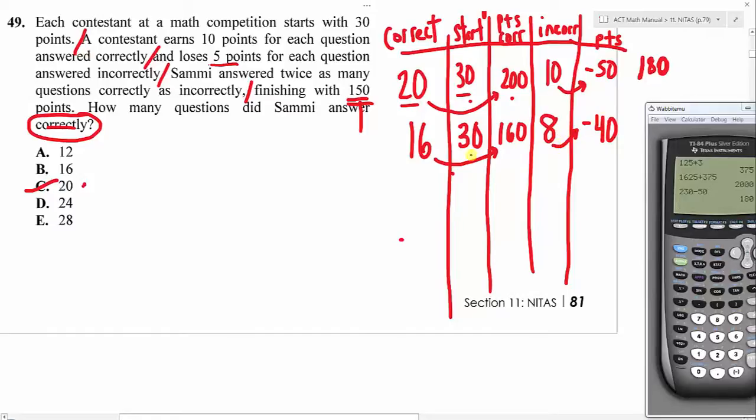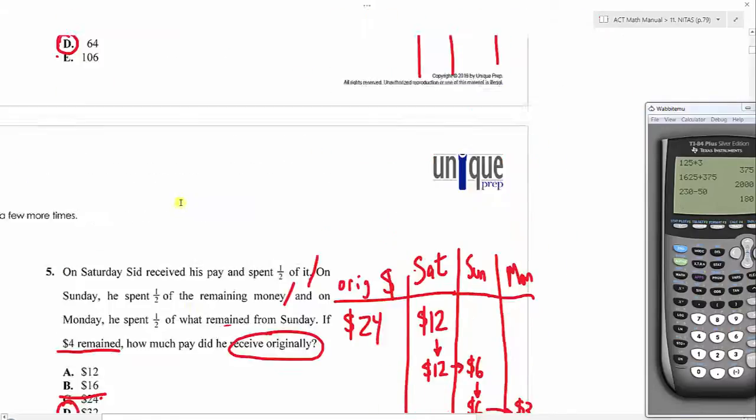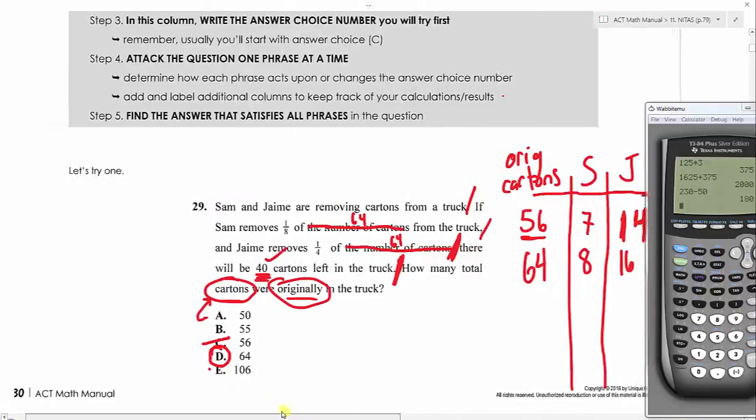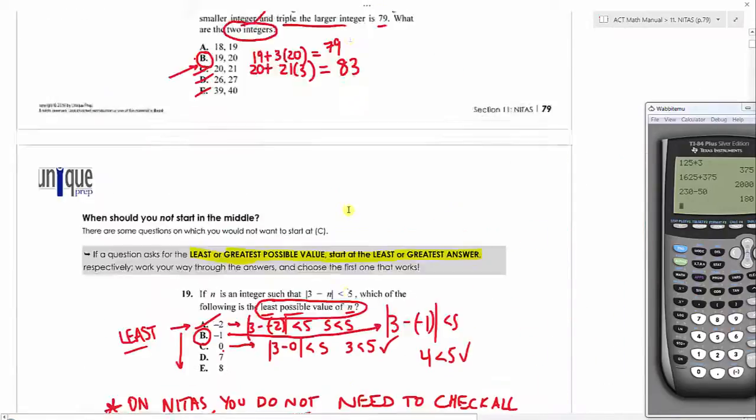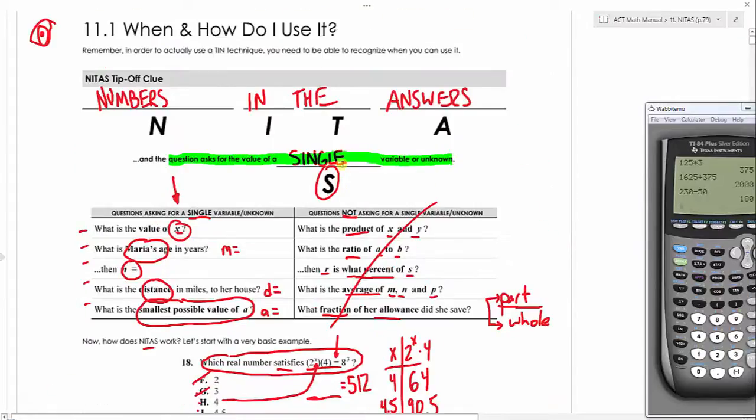And again, let's tally them up. 30 to start, plus the 160 for the correct, that's 190, minus the 40, 190 minus 40 is indeed 150. And now we have a match with what the question said, and we are done. We circle answer choice B and we move on. So that is Nidus. There is a homework section that follows that you will get a bunch of practice with the technique and making charts, and hopefully you'll become a little bit more of an expert on it.